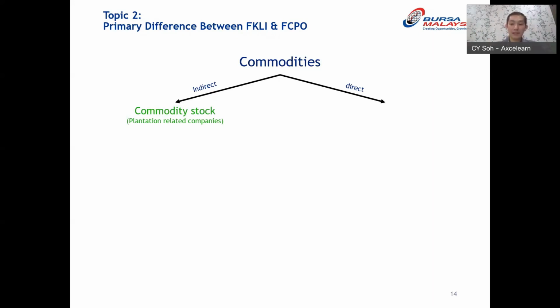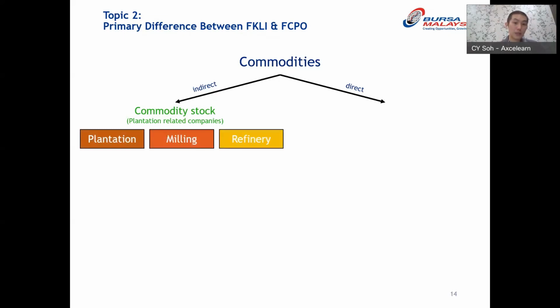Plantation companies have different segments in their businesses. We have plantation, we have milling, we have refinery as well. Plantation is where they have a land bank, and that's where they plant their oil palm trees, and where they are able to harvest their palm oil to transfer it over to the milling business. The milling business is where you crush all of those palm fruits into crude palm oil.